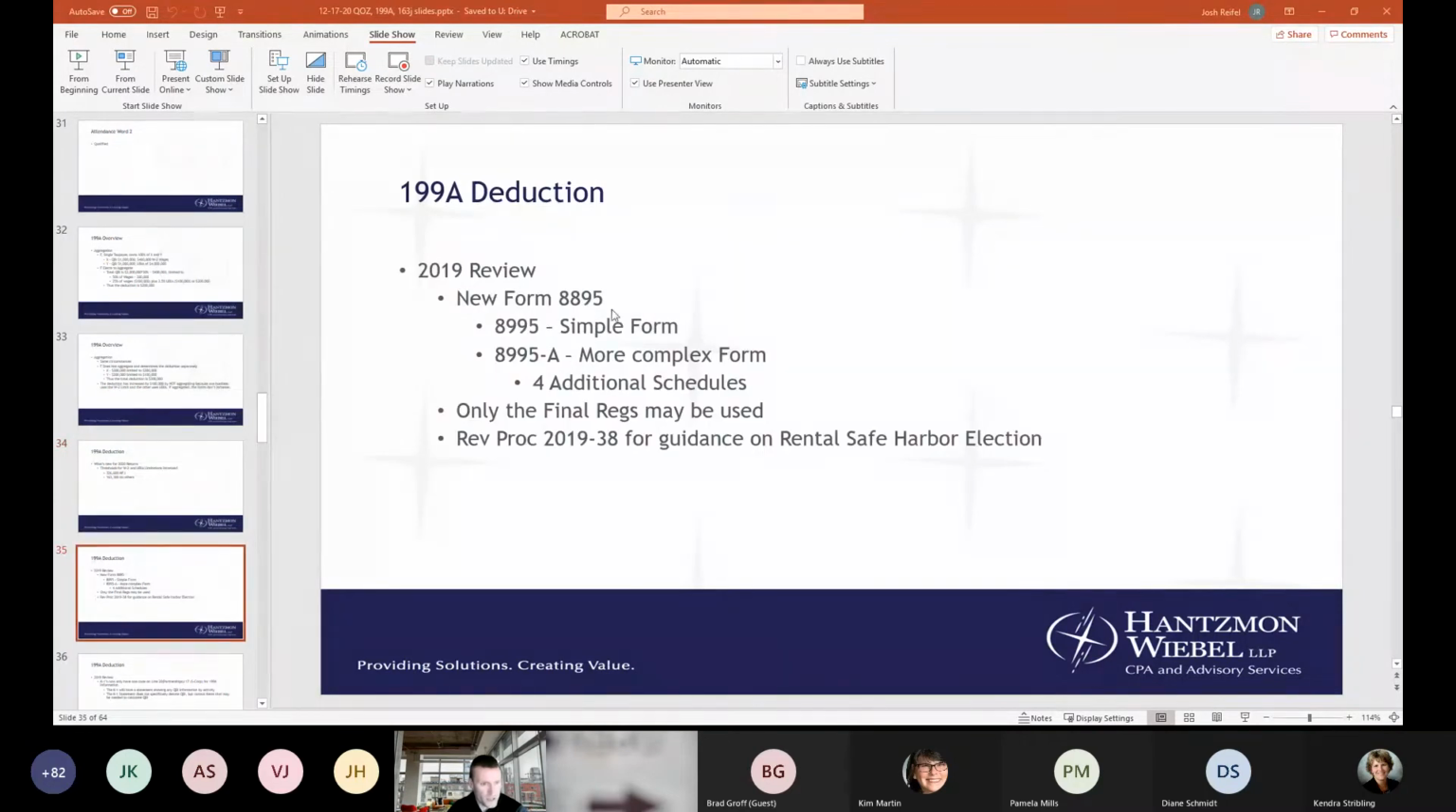Back in 2019, we got the new form 8995, as well as the 8995A, which is the more complex form with 4 additional schedules. 8995 is used if the taxable income is below the threshold. 8995A is used if it's over the threshold. That's generally the guidance right there. Of course, back in 2019, the proposed regs went out the door and only the final regs could be used. And we also got a safe harbor election for rental properties.